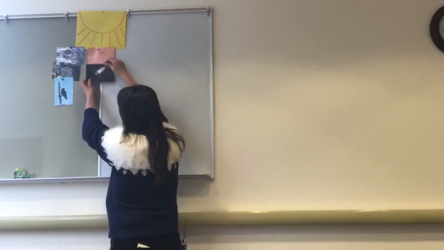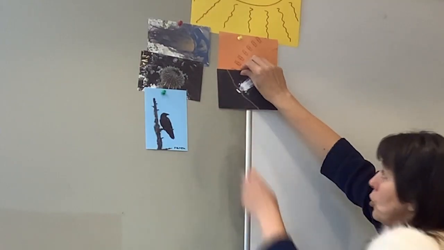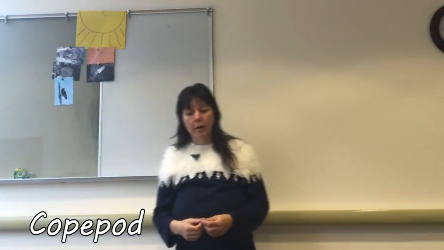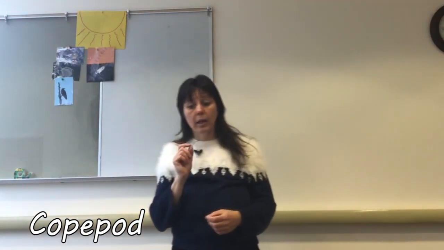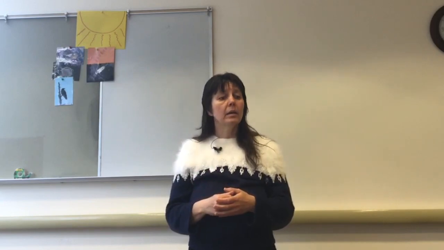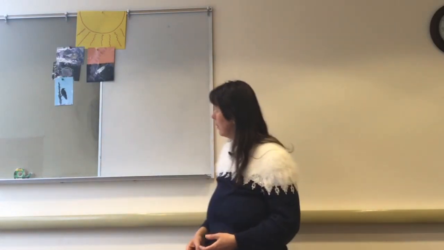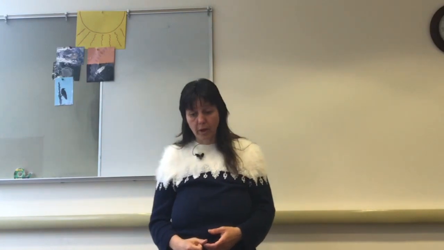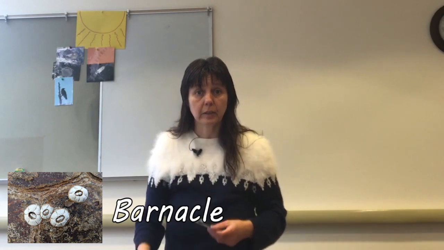So we have here a first level consumer called a copepod. Copepods are small animals in the plankton, about the size of a grain of rice, and they are very common. And many things eat copepods. One of the things that eats copepods is a barnacle. You've all probably seen barnacles on the beach. Usually they are up above the tide line. That is to avoid predators, and we'll talk about that in a moment.